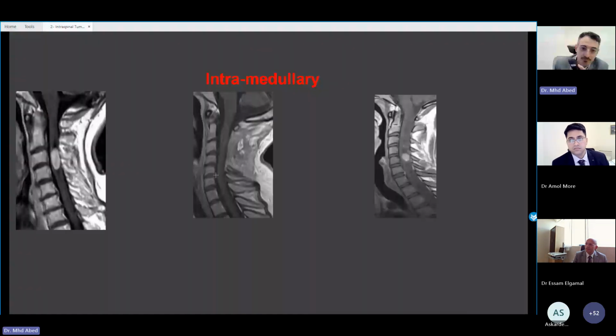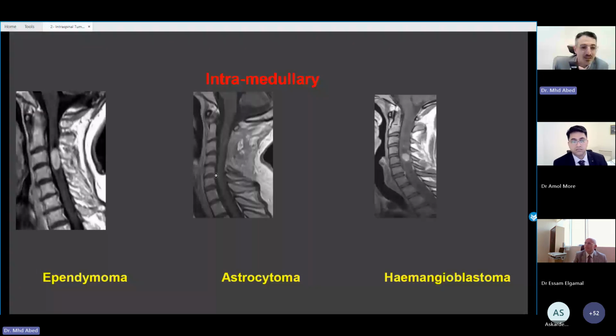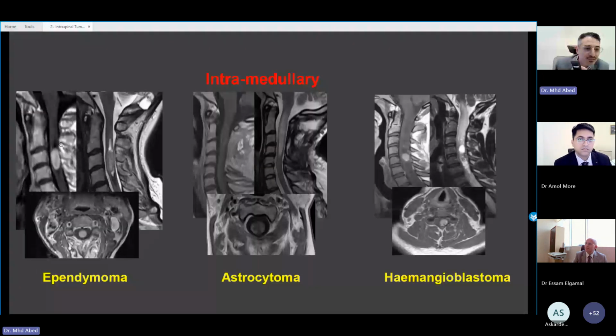So the intramedullary lesions somehow all look the same, all have the same morphology, all within the spinal cord itself. So I'll just have a quick review. The ependymoma is the most common one. It has well-marginated borders. It has this cap sign. It is centrally located within the spinal cord, while astrocytoma has multisegmental extension, ill-defined border, and the enhancement is variable. It could be a very mild enhancement.